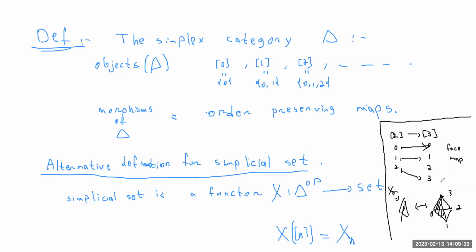And there is another kind of map, the collapse maps. Say I have 0, 1, 2, 3 and I repeat myself because I want to preserve order. So for example, I send 1 and 2 to 1, and then this to 2.